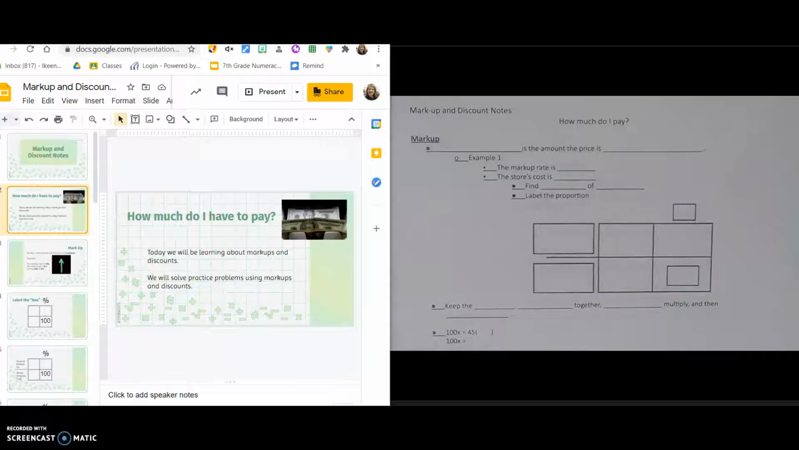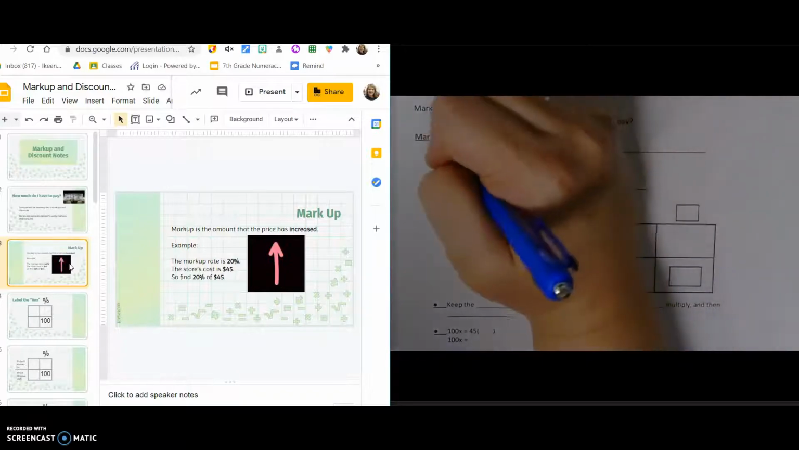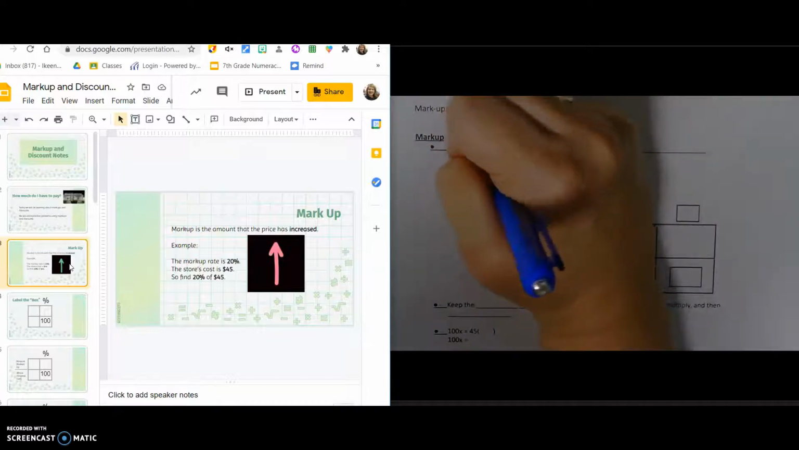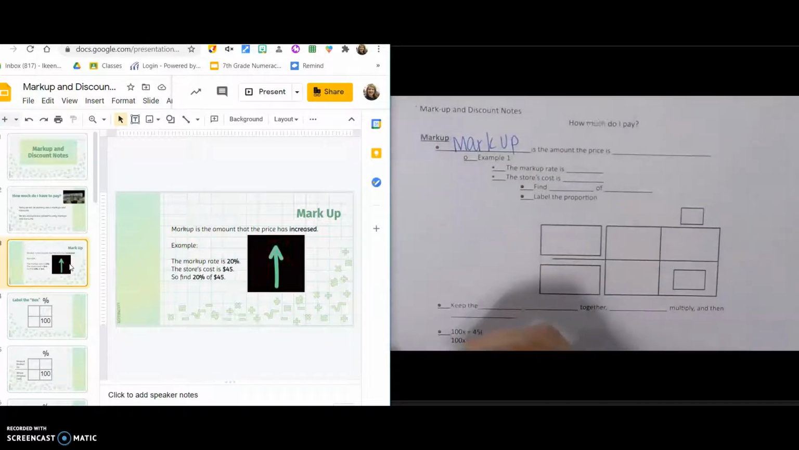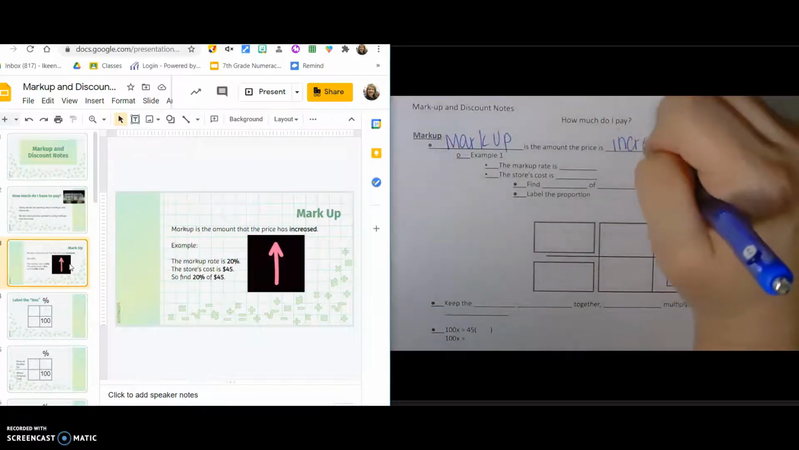So we have a couple of objectives today. We will be learning about markups and discounts, and we will solve some practice problems using markups and discounts, okay? So the first thing we're going to talk about is a markup. A markup is the amount that the price has increased. So on your notes, whether digital or hard copy, a markup is the amount that the price is increased.